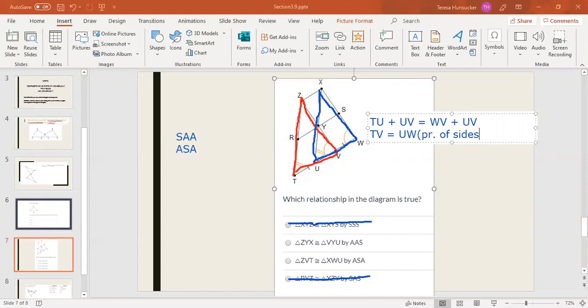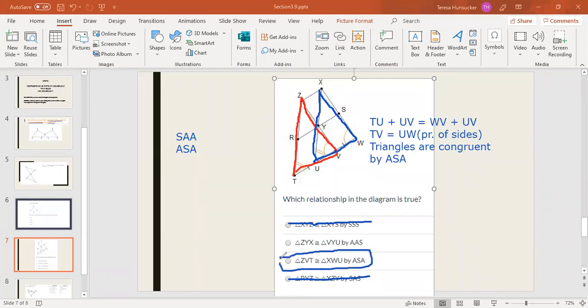So what do we have? The triangles are congruent by angle, side, angle. Okay, so the answer is C. All right, moving on.